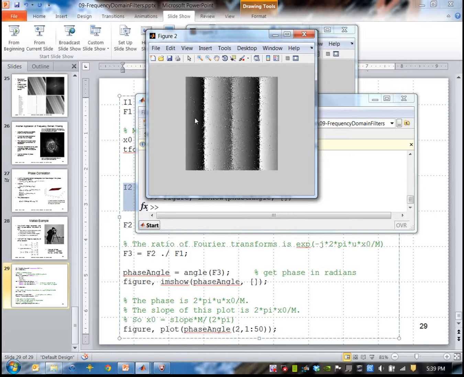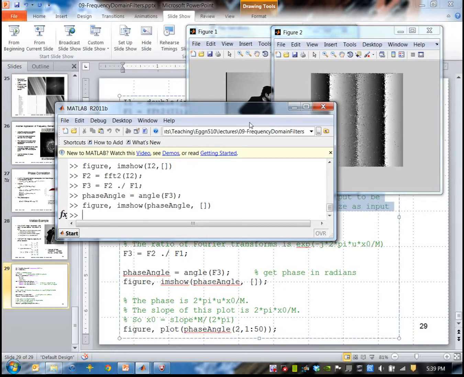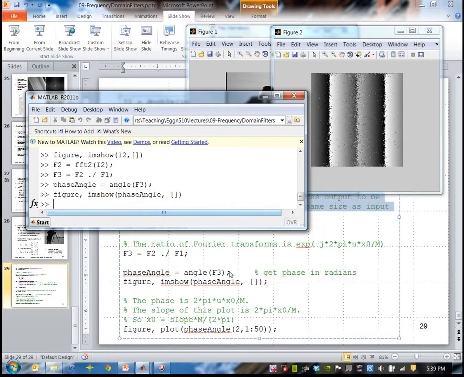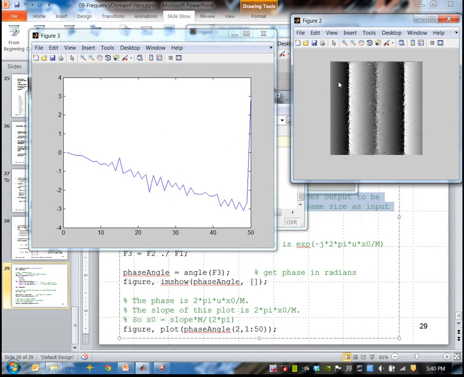So what we want to do now is find the slope of this horizontally, because I just had a shift horizontally in this case. I won't fit a plane to it. I'll just sort of observe it. And I'll use a plot here. So I'll say plot phase angle, and let's say just for the first 50 columns. So what we're seeing here is just the first 50 columns of this, and you can see the slope has this negative value. Looks like it's about -3 over 50 is the slope.